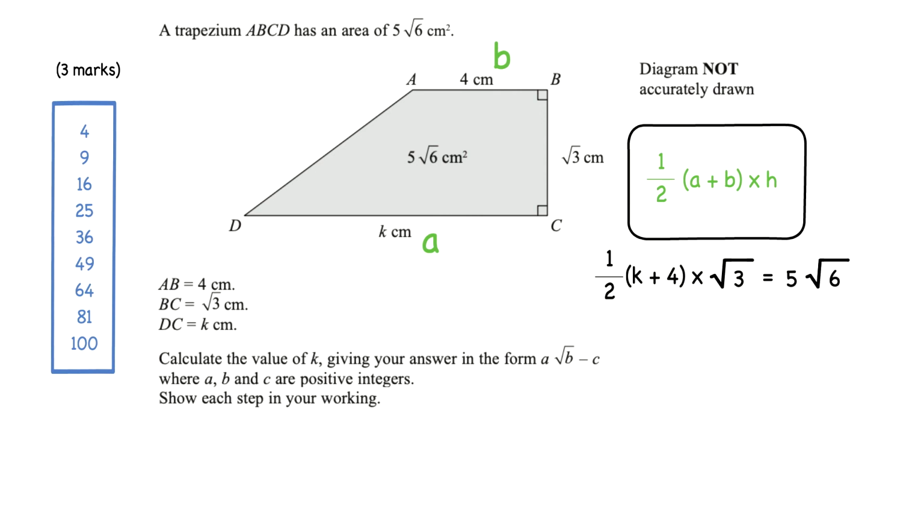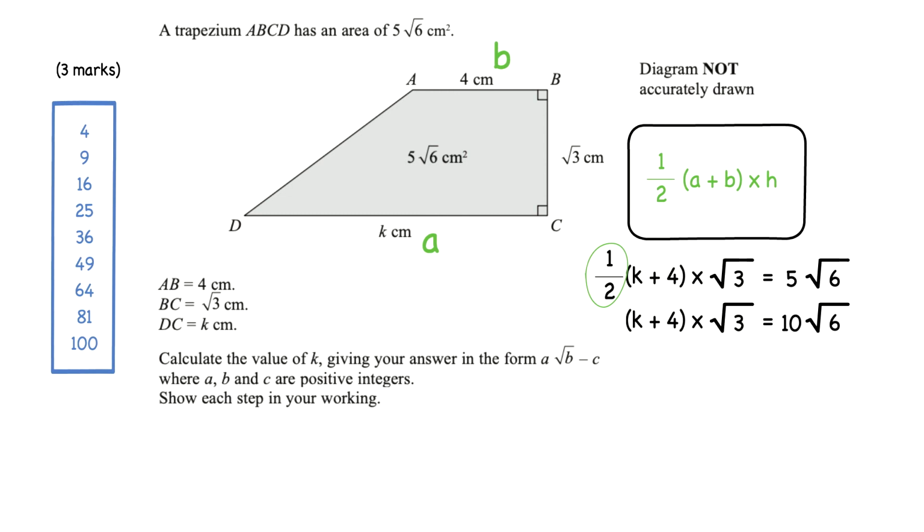Because in this question they want us to calculate the value of k, we need to try and make k the subject of this equation. That means having it on its own and everything else on the other side. The first thing I can do is get rid of that half by timesing the other side by a 2. So now I have brackets k plus 4, close brackets, times root 3 equals 10 root 6.